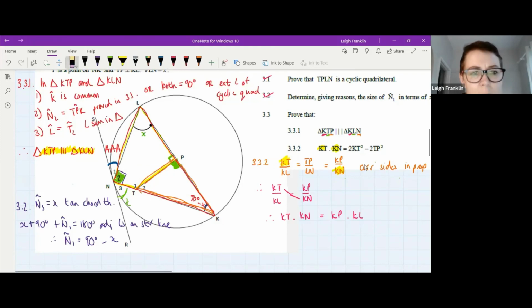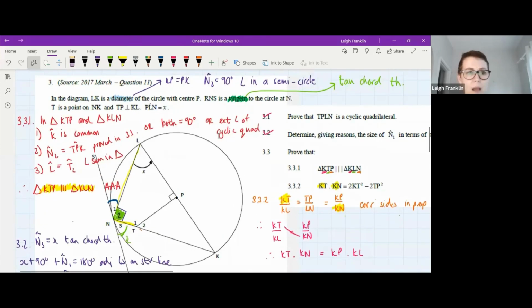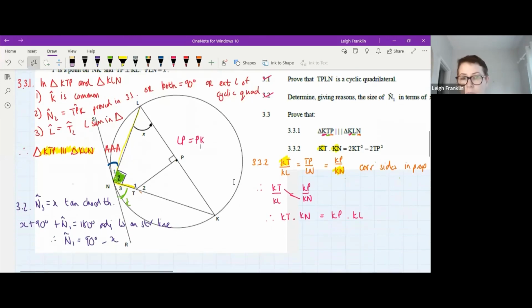Now, someone said this in the beginning, and I can't remember who it was. But let's just get rid of that. Remember that LK is the diameter, and we had said at the beginning that LP equals PK, because they are radii. So that is going to become important for us as well.